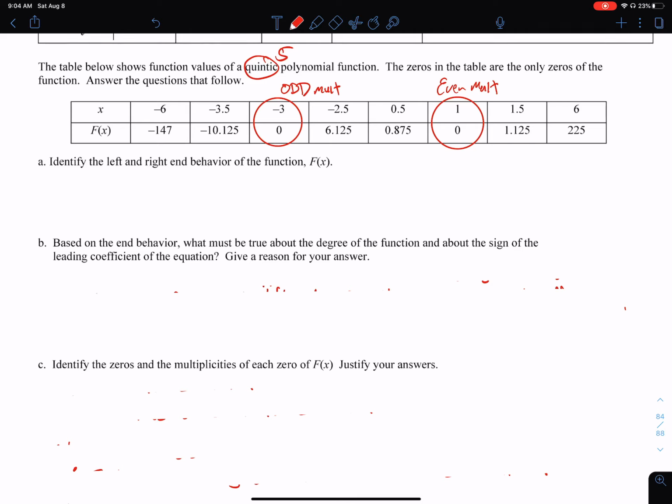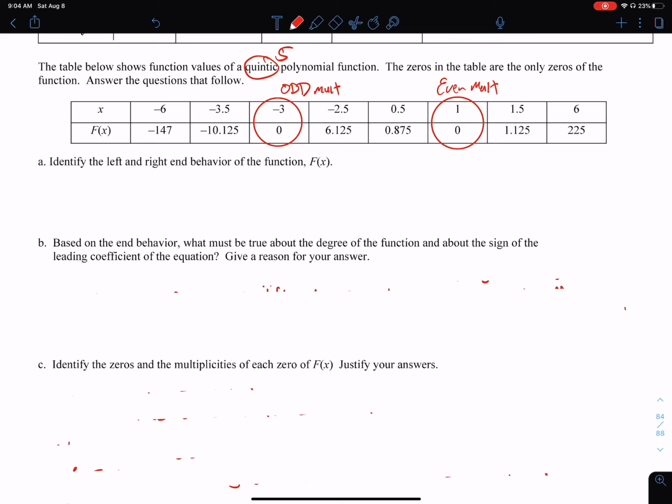So at this point, since it's quintic, our possibilities are this is odd and it's 1, and that makes this 4. Or this odd could be 3 and this even could be 2. Both of those add up to 5. And at this point, I don't think there's a way for us to figure out what that is.